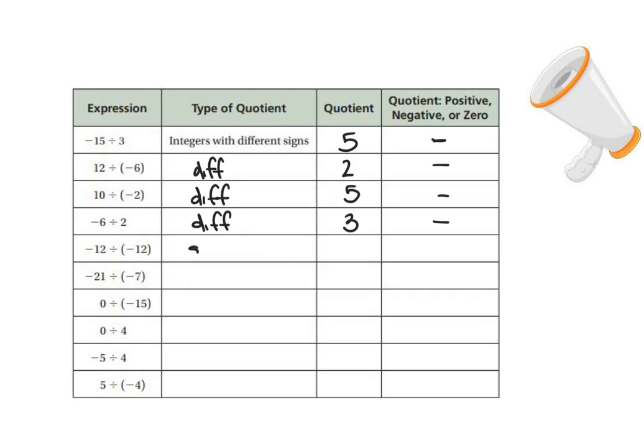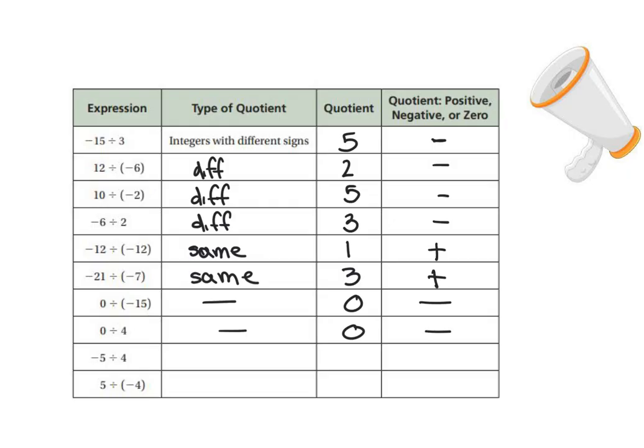They have the same signs for negative 12 divided by negative 12. 12 divided by 12 is 1, and that will be positive. They have the same signs for negative 21 divided by negative 7. So 21 divided by 7 is 3, and negative divided by negative is positive. We wouldn't say they have the same or different because it's 0. Again, 0.